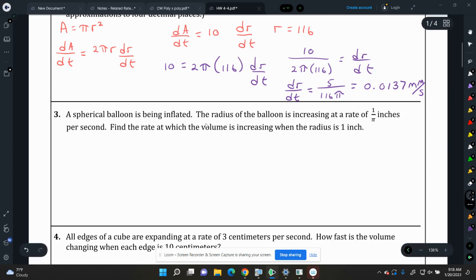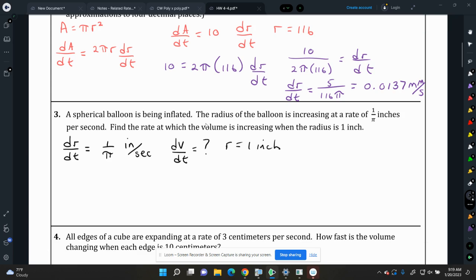Okay, a spherical balloon is being inflated. The radius of the balloon is increasing. Okay, so I've got dr/dt. The radius is increasing at a rate of 1/pi inches per second. Find the rate at which the volume is increasing. So I'm looking for dV/dt when the radius is 1 inch. All right. So obviously we're looking for the volume of a sphere. Volume equals 4/3 pi r cubed.